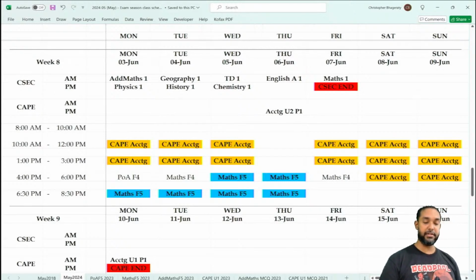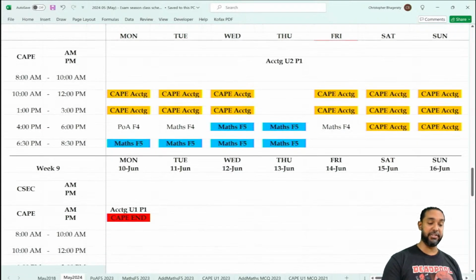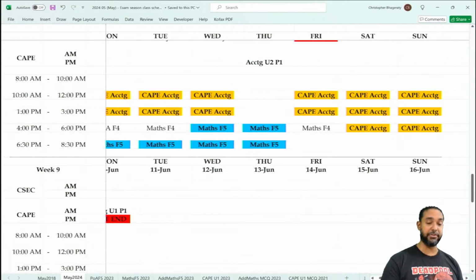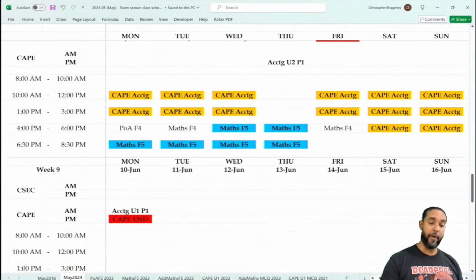All done for now. I had to see how I do my CAPE people. I do actually have the Unit 1s this year. My teacher has them. And I also had to see how I fit in some Form 4s on the weekend because they have exams Monday and Wednesday and all kind of madness.